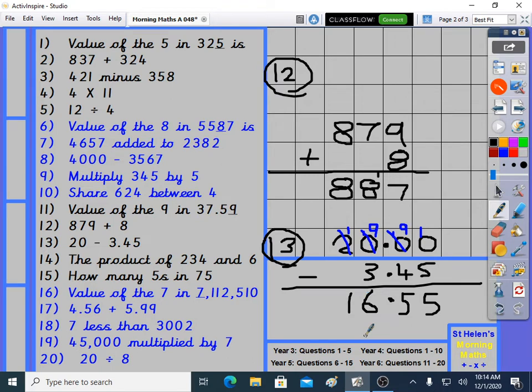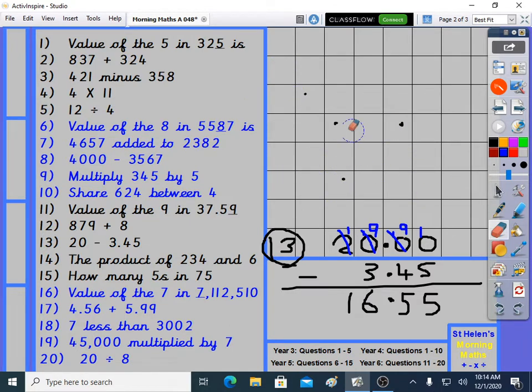16.55. That's our answer. 20 take away 3 would be 17, but 20 take away 3 and a bit goes down to 16 and a bit. So it makes sense. Always think, does my answer make sense? Do a check to see, because maths is about accuracy.